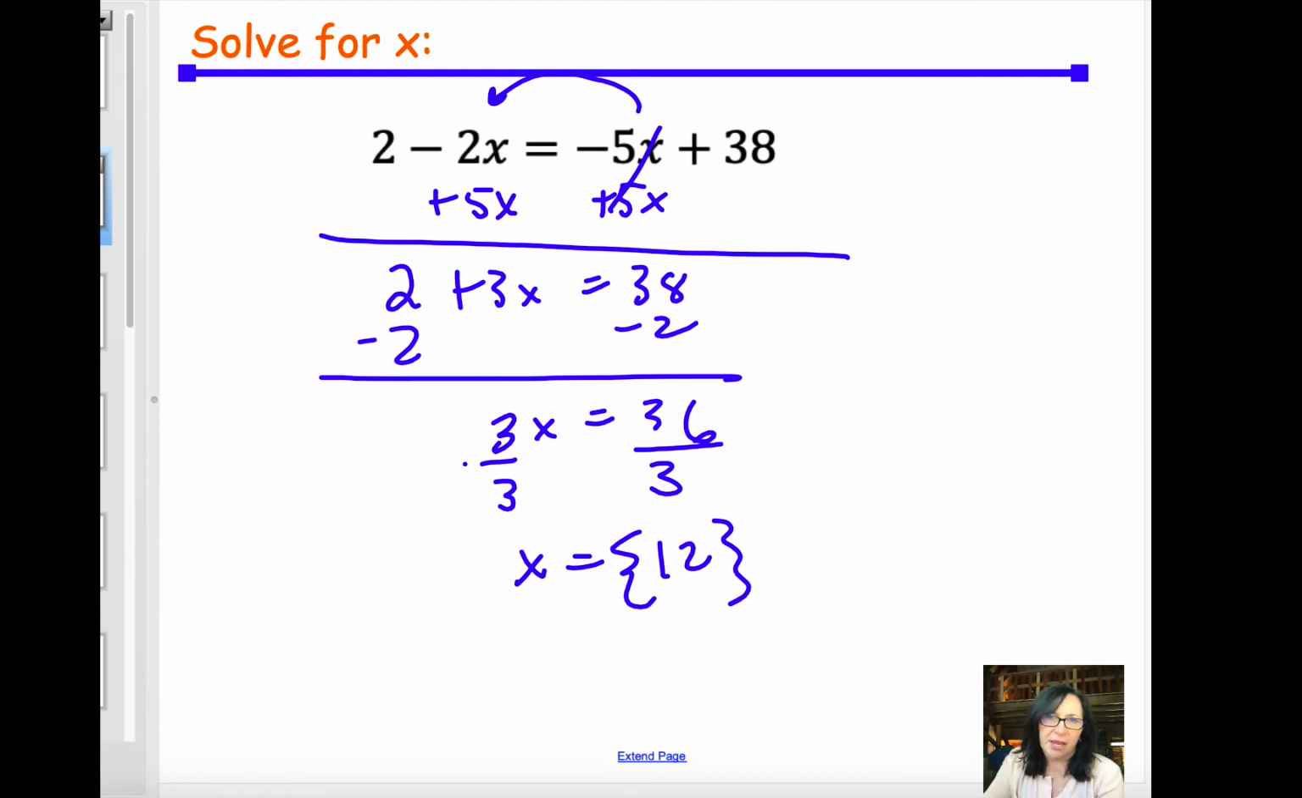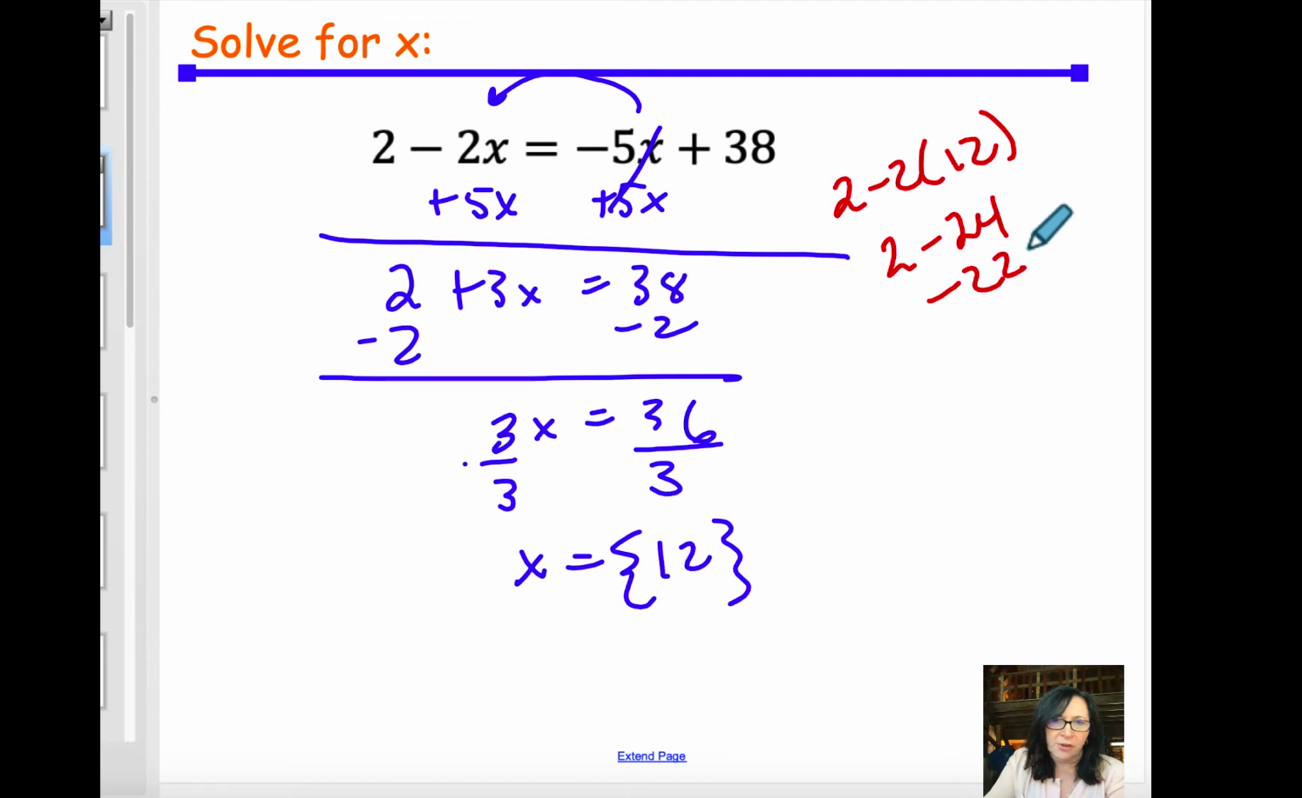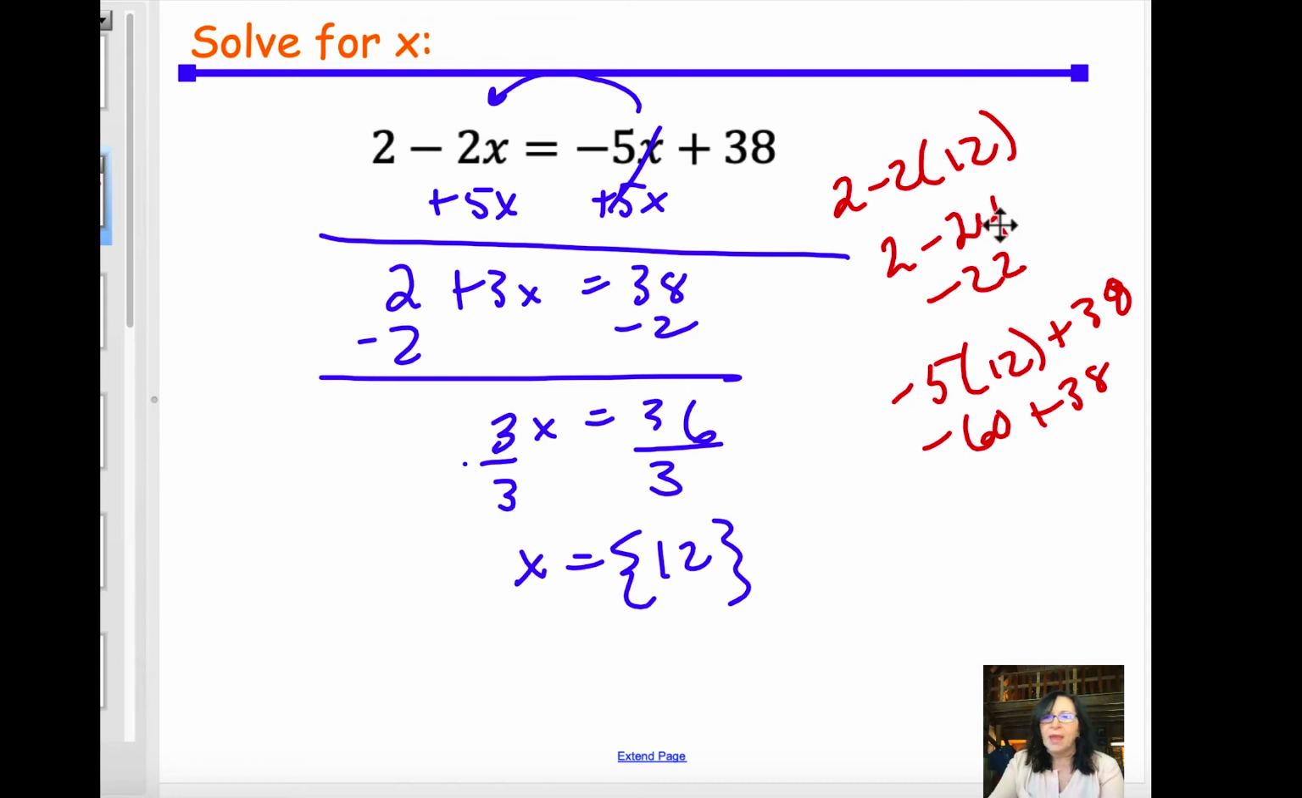And just to check, if you wanted to check for sure, just plug your values back in. You've got 2 minus 2 times 12, which is 2 minus 24, which is negative 22. Is that the same thing as negative 5 times 12, add 38? So we have negative 60 plus 38, and also that would be negative 22. So yes, our answer works, and we have the correct answer.